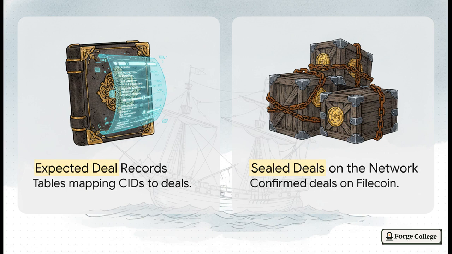If your internal tables map CIDs to deals, but those deals are missing or failing on the actual devnet, well, your entire archival plan is basically a sinking ship. We absolutely must verify that the data has actually been committed to the decentralized network.